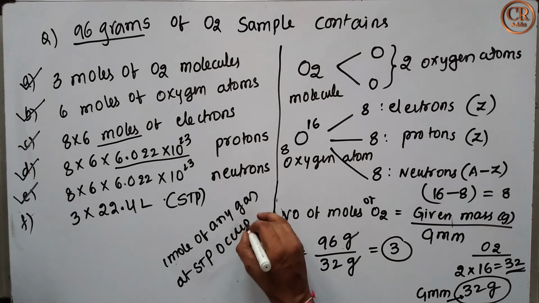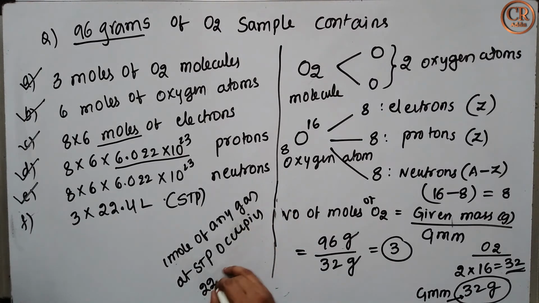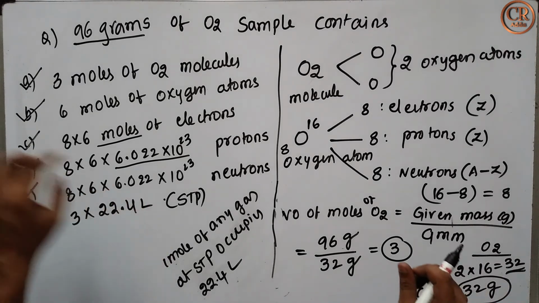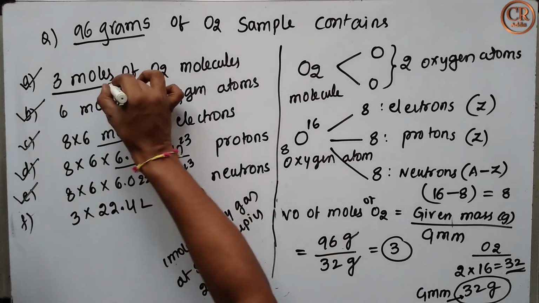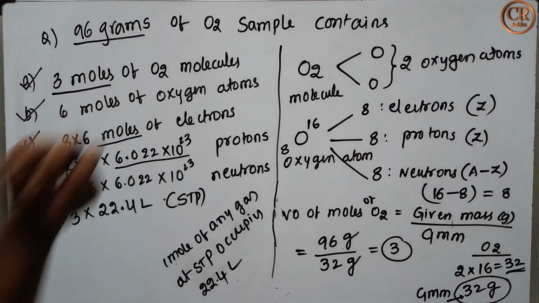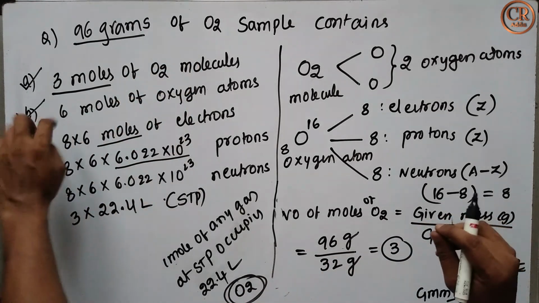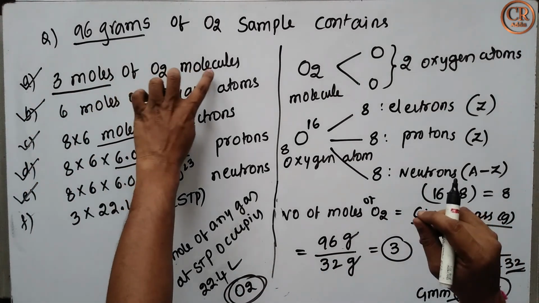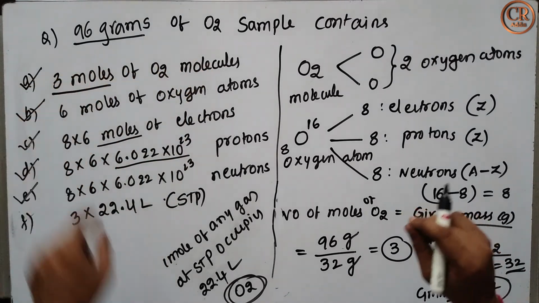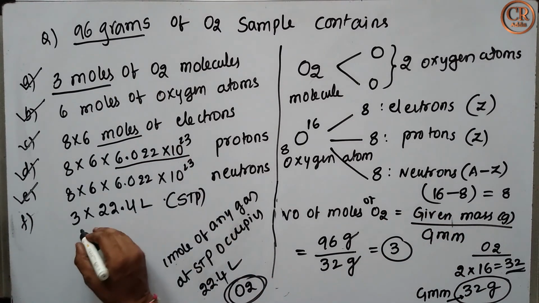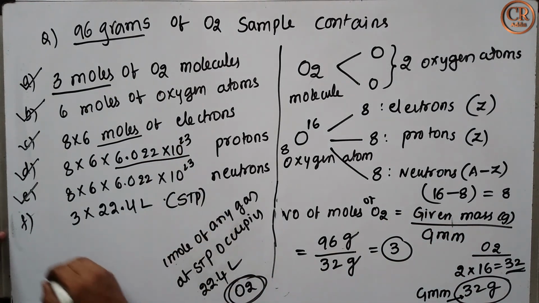Already you know 1 mole of any gas at STP occupies 22.4 liters. Here how many moles of gas is given? 3 moles of gas. Then why don't we take 6 moles here? Because oxygen gas exists as O2, so we have to take molecules. So how many moles of oxygen molecules are there? 3 moles. So 1 mole occupies 22.4 liters at STP. Then 3 moles occupies 3 into 22.4 liters at STP. Now this is also correct.